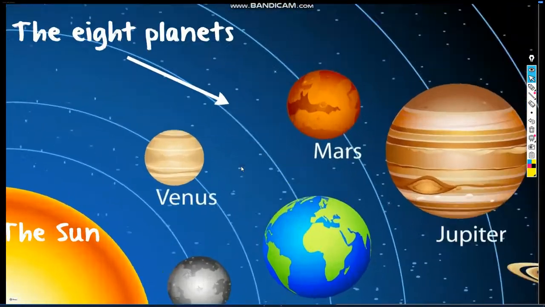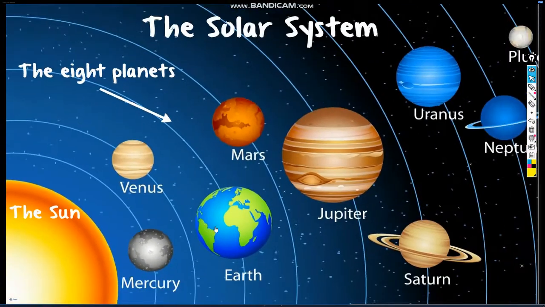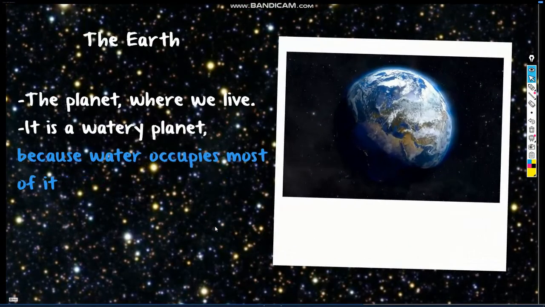Next we have Venus. Venus is known to be the most beautiful planet. It's the most beautiful planet in our solar system, and you can obviously see in the picture why. It's all golden. Next we have our planet Earth, the planet where we live, and it's known as a watery planet because most of it is water.